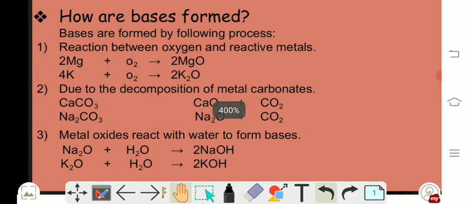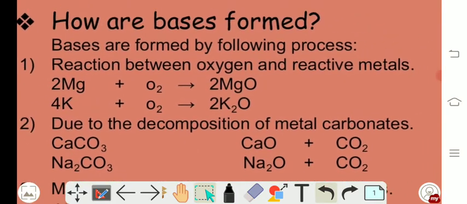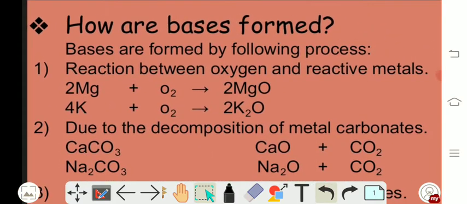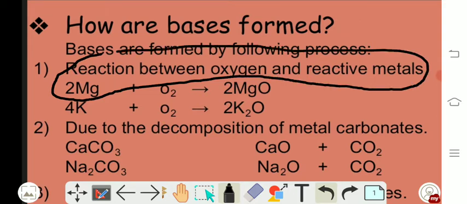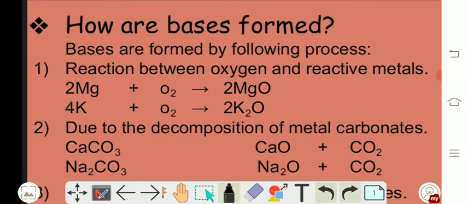See here, friends. Number one: reaction between oxygen and reactive metals. Bases are formed by the following processes. First process is reaction between oxygen and reactive metals. You can see here oxygen, O2, is our oxygen molecule, and another is a reactive metal. We have got Mg. It is a very reactive metal.